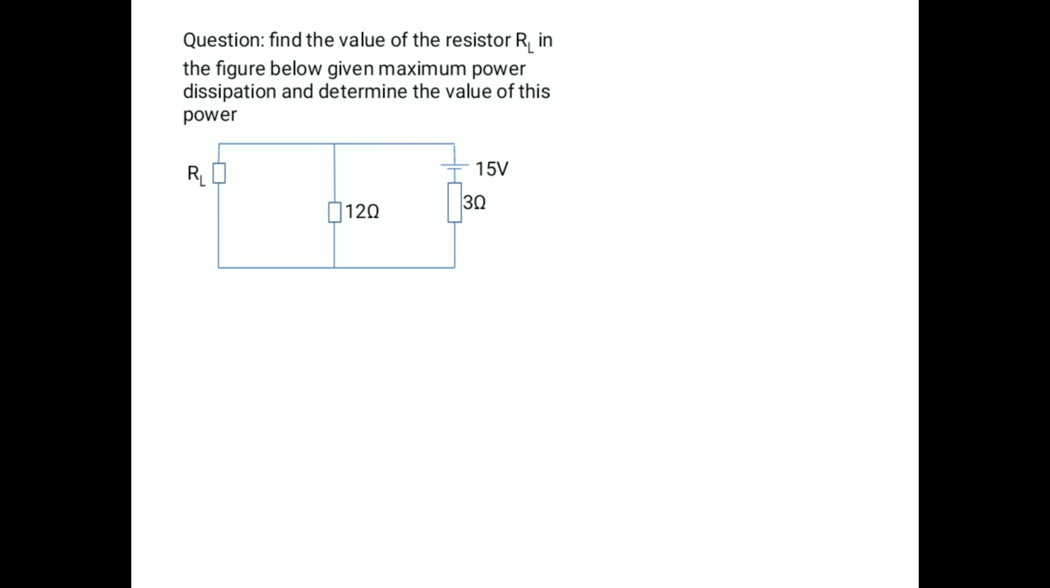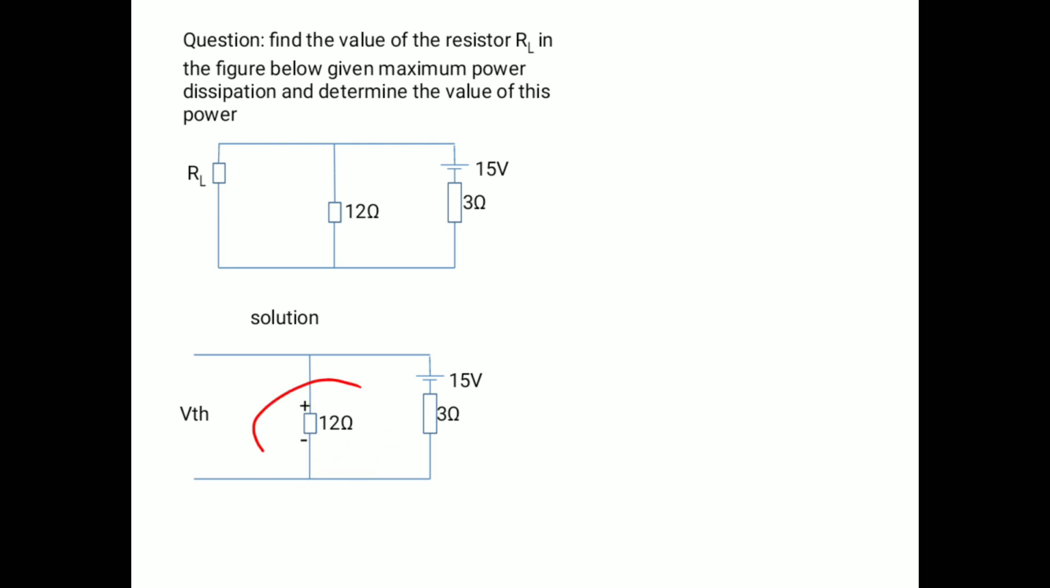So the first step in Thevenin's theorem solution is to remove the load resistance and make it an open circuit. So making it an open circuit, we can calculate the voltage across the 12 ohm resistor. Now, we can also see that since this is an open circuit here, the 3 ohms and the 12 ohms resistor are in series.